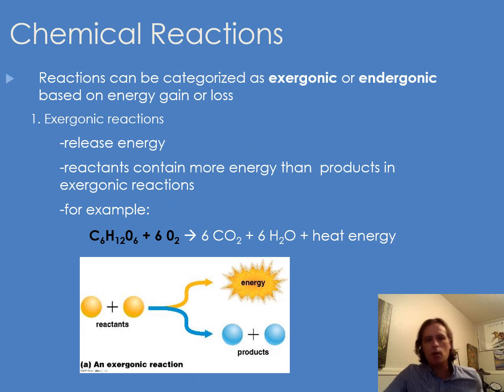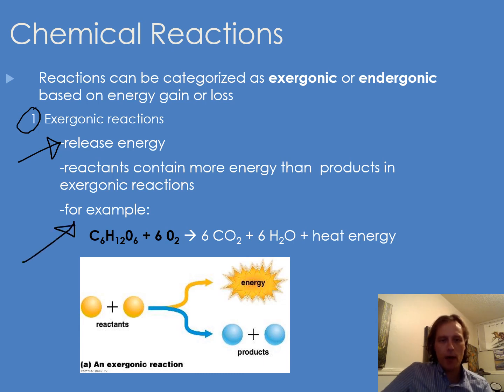Chemical reactions can be categorized as exergonic or endergonic based on energy gain or loss from the system, or from the products and reactants, I guess I should say. Number 1, we will look at exergonic reactions. Those release energy, so they might make you warmer, like a fire in the fireplace. The reactants contain more energy than the products in an exergonic reaction. So you start a fire in your fireplace. The wood obviously had more energy in it than the ash that remains after you have burned all the wood.